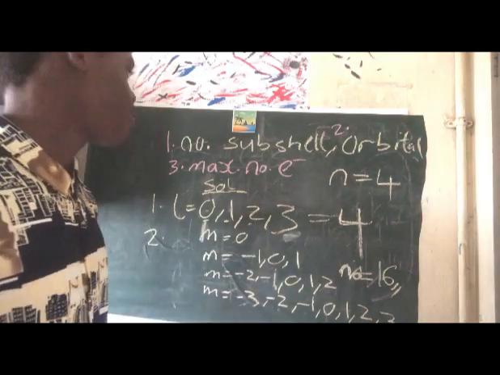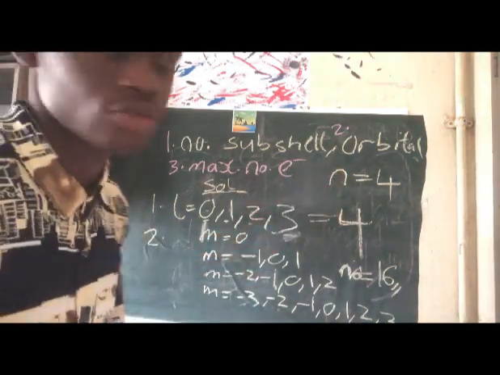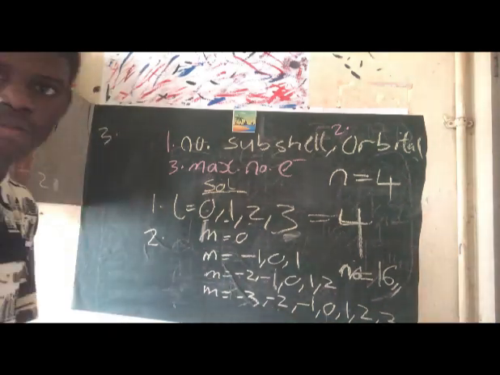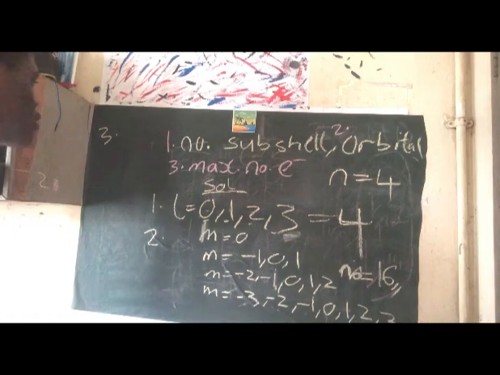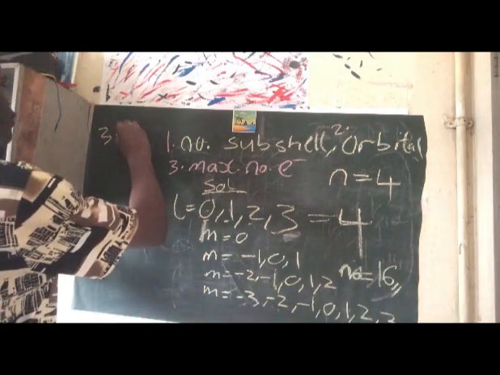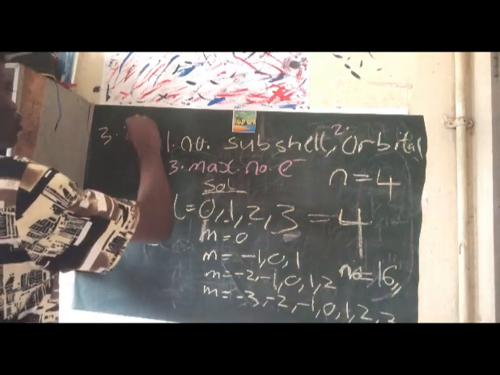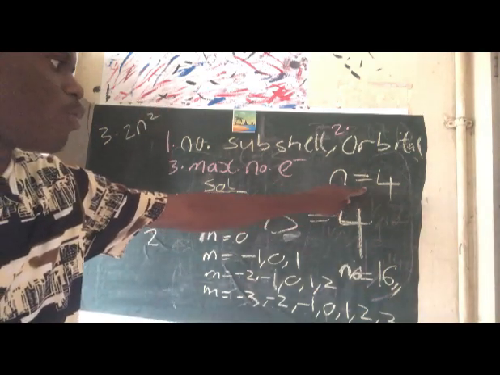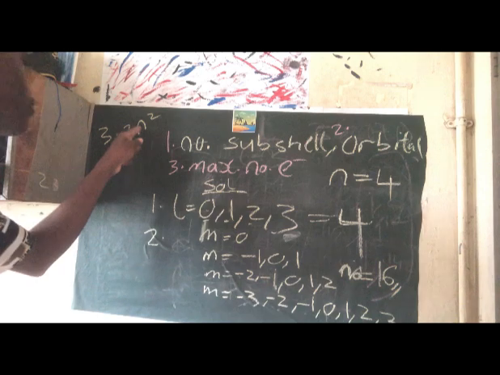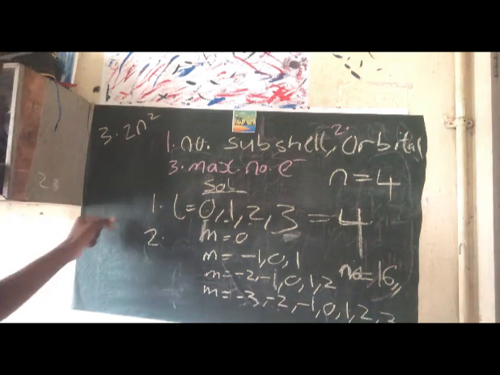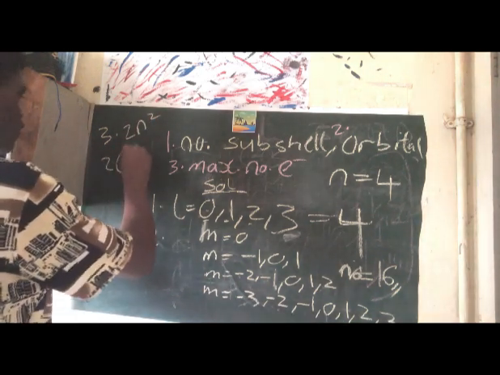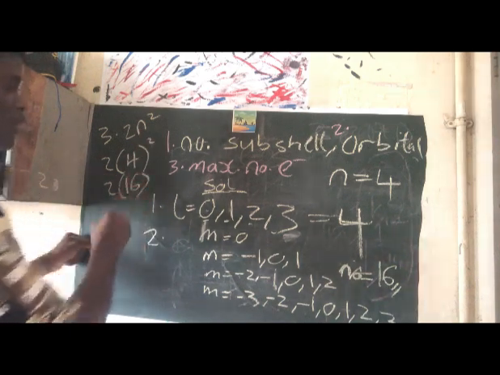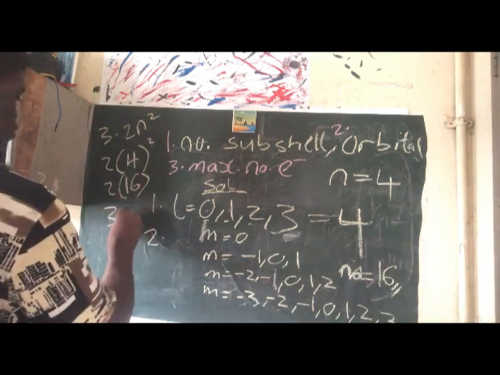Now the next question is the maximum number of electrons. I've told you how to calculate maximum number of electrons. Let's do it. Number 3, calculate maximum number of electrons. Can you see the board, please? To calculate maximum number of electrons, just know maximum number of electrons is 2n squared. So just plug in n is equal to 4 into this equation. 4 squared is 16. That's 2 times 16, so 2 times 16 is 32.